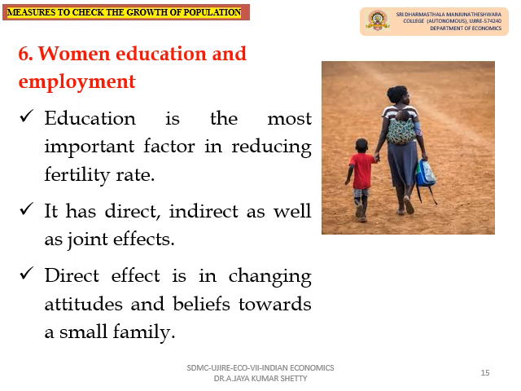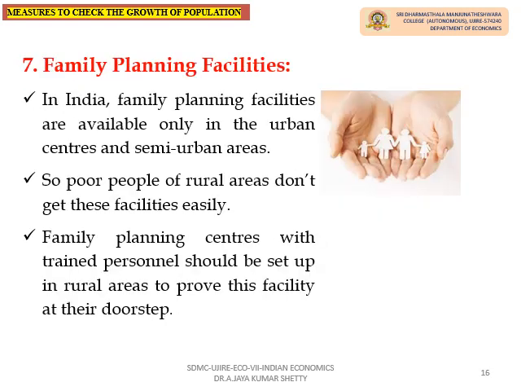Number 6, women's education and employment. If women are provided with employment, if their status is enhanced, if they take part in the decision making process, naturally educated women and employed women would prefer to limit the size of the family. So education is the most important factor in reducing the fertility rate. It has direct and indirect as well as joint effects. The direct effect is in changing attitudes and beliefs towards a small family.